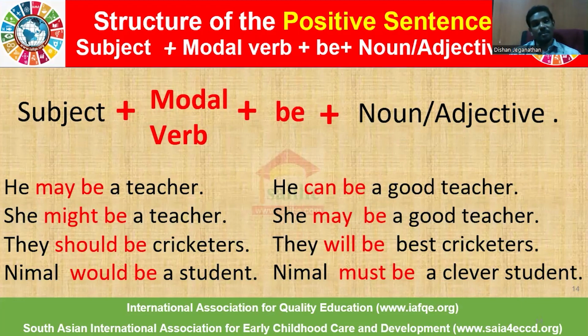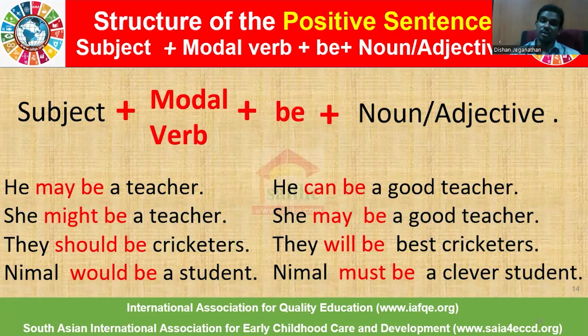If I take an example, he may be a teacher. He is the subject, may is the modal verb used, and teacher is a noun. Similarly, he can be a good teacher. Here, good refers to the adjective, the quality. It describes the teacher. She might be a teacher. The modal verb is might, and the noun is teacher. She may be a good teacher. Good is the adjective here.